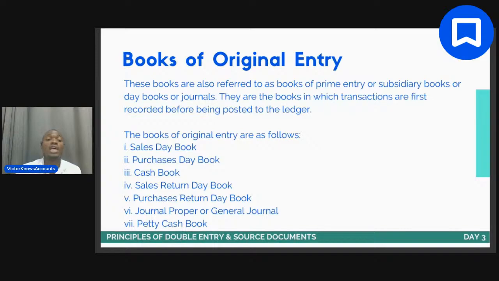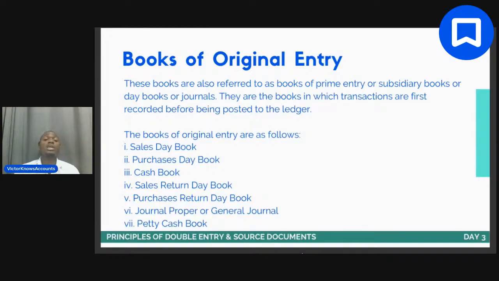So books of original entry is the first place where you record the transaction before you post it to the ledgers at all. So it's part of the recording process. So transactions move from source document to what? To the books of original entry.